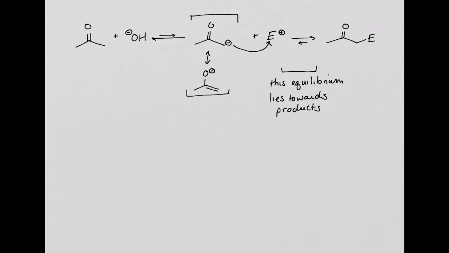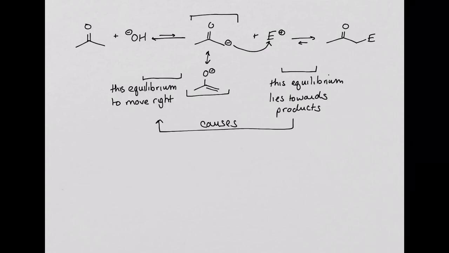If the second step favors products, this helps to remove the enolate ion from solution. Le Chatelier's principle states that the equilibrium will reestablish itself to compensate for the lost enolate product, making the first equilibrium lie further to the right. In this way, even a small amount of formed enolate can be enough to result in the alpha substituted product.